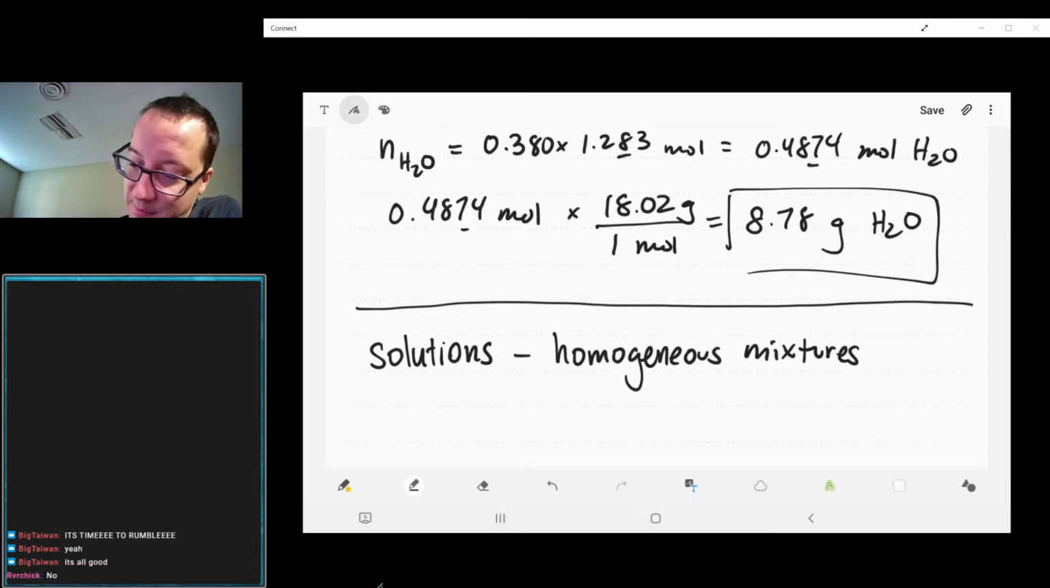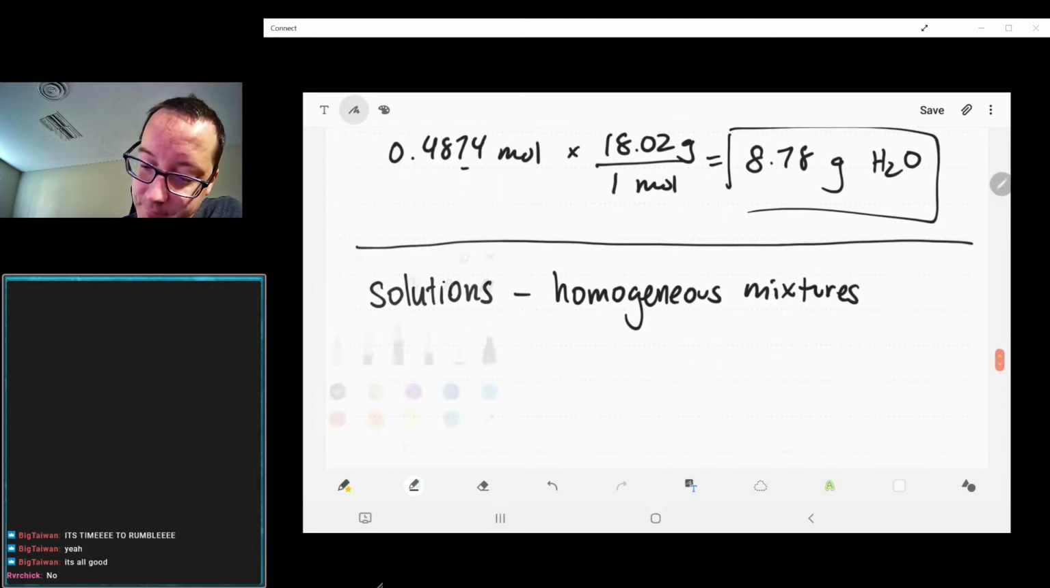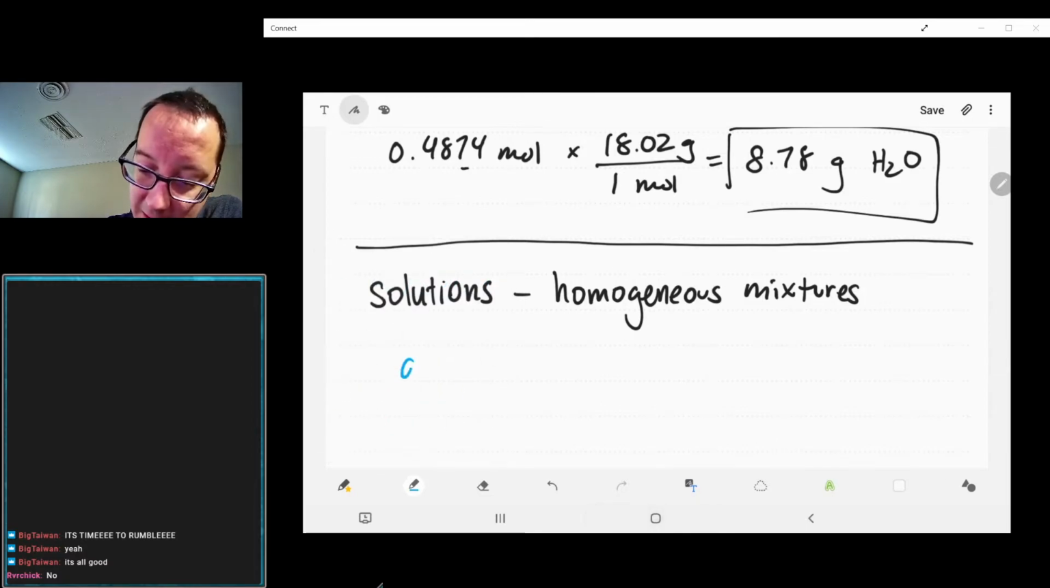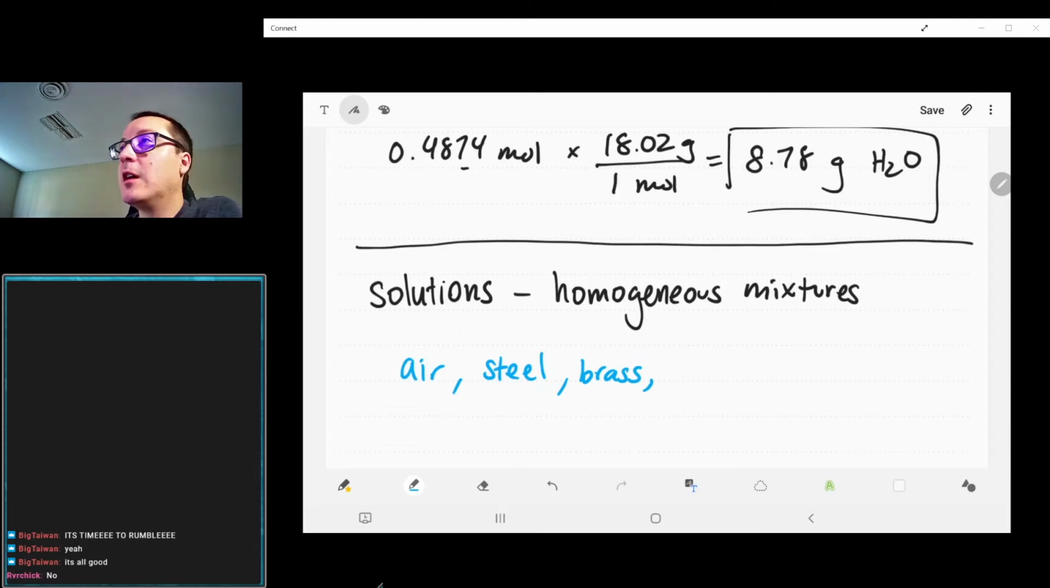So speaking of which, we have a couple of common solutions. Air is a very common homogeneous mixture, but there are other ones that we may not think as obviously would be solutions, like steel, for example. Steel is a solution. Brass is a solution. Bronze is a solution.